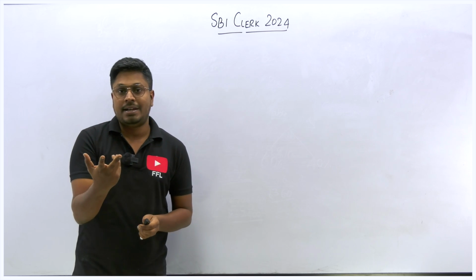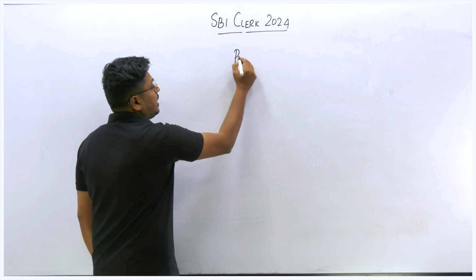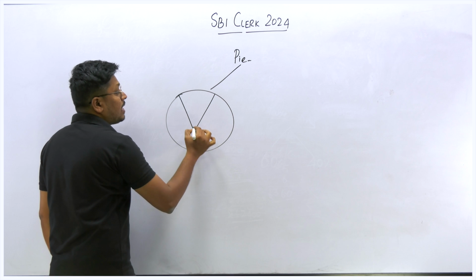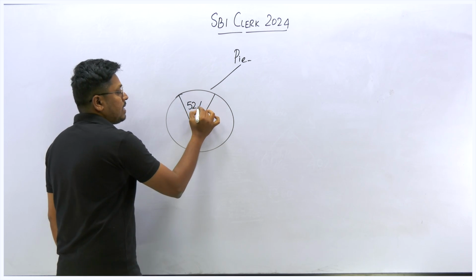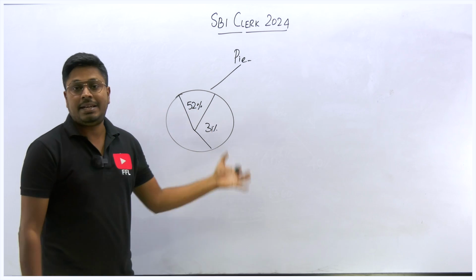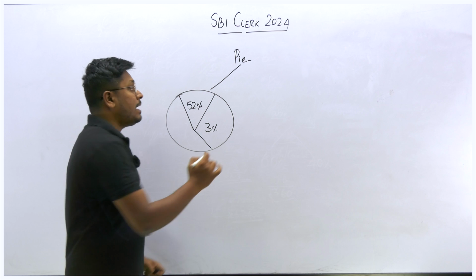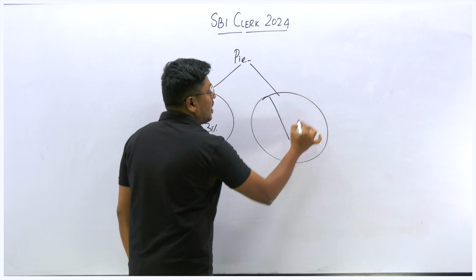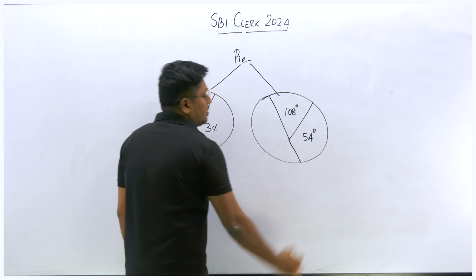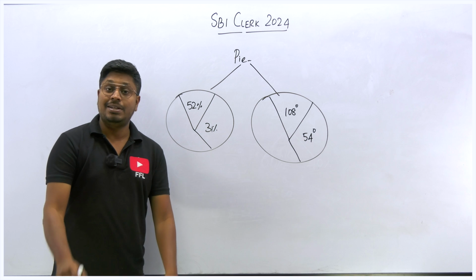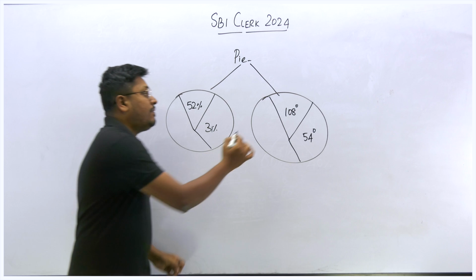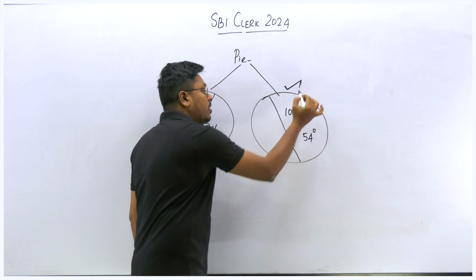If you take a pie chart data interpretation, there are only two model questions they can usually ask. One is a pie chart based on a percentage value, for example 52%, 3% or 31%. So these kinds of percentage-based pie charts will be there. And the second important model is a pie chart based on an angle, 108 degrees, 54 degrees. These are the two different models you can see in data interpretation pie charts. And if you are preparing mainly for the SBI CLERK prelims exam, definitely you have to know how to solve these kinds of model number 2 questions.